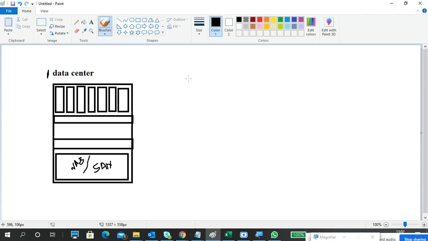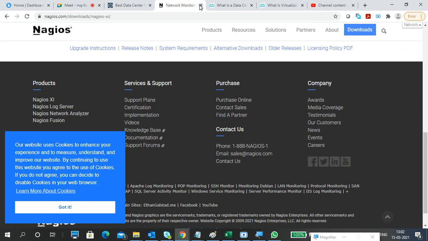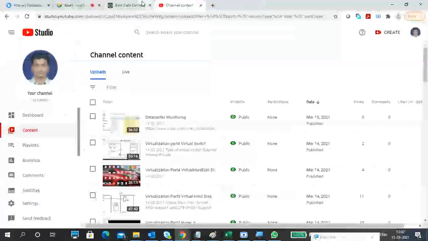Think about a server processor like a Xeon processor. If you check a single processor, how much does a Xeon processor cost? So I'm going to close all these things.